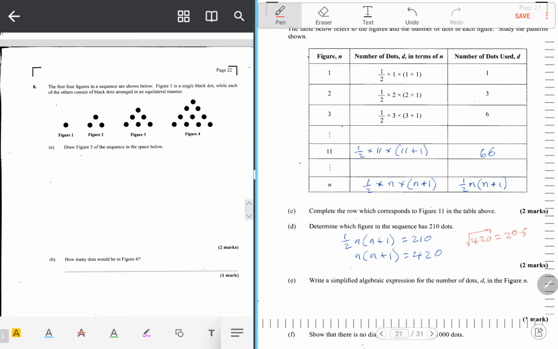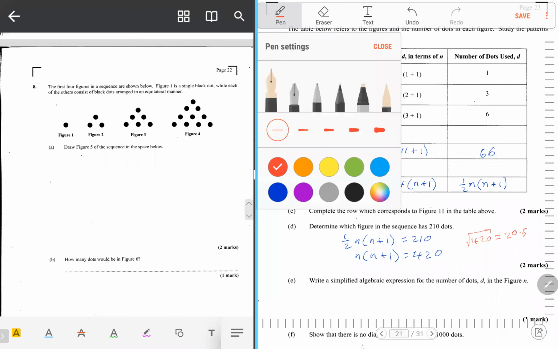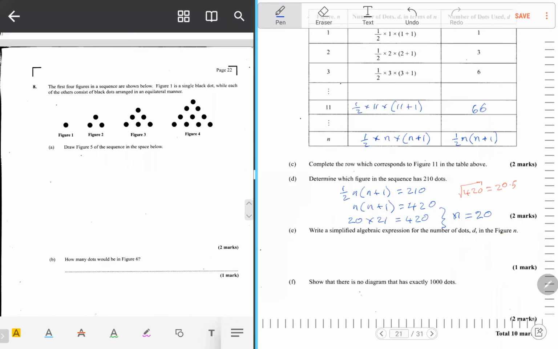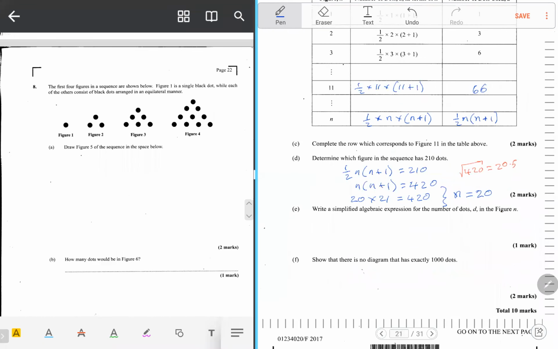So one is 20. You come back and see that 20 times 21 is equal to 420. And that tells me that my figure number is 20. And n equals 20, so the answer for that is 20. Right? So the question says determine the figure. That says figure number 20. That's it.